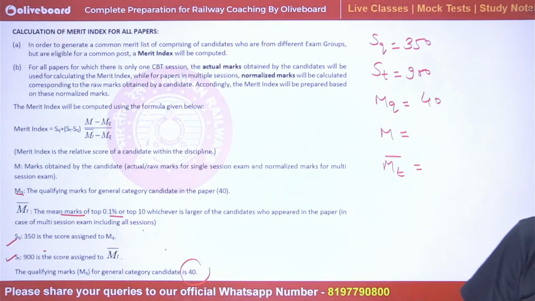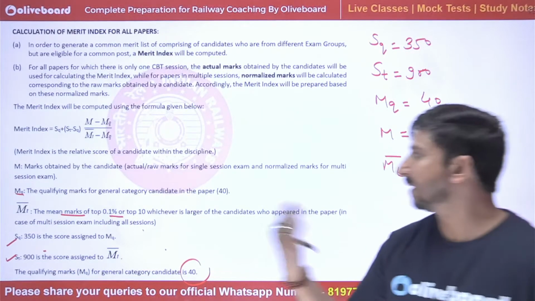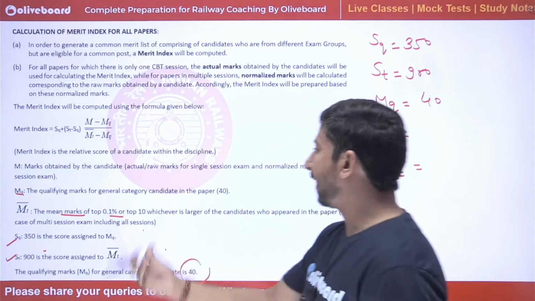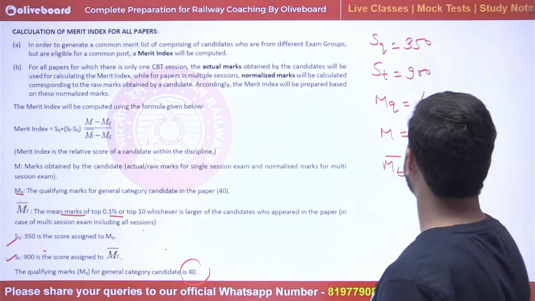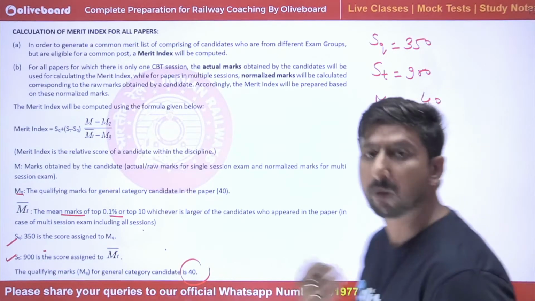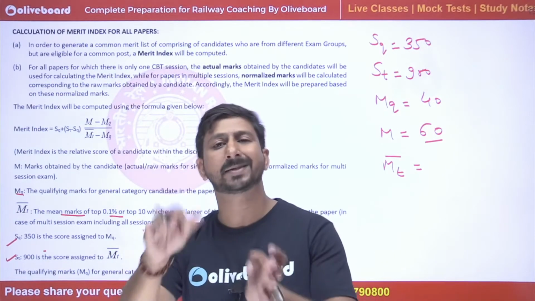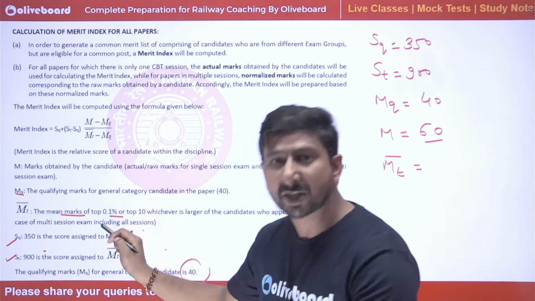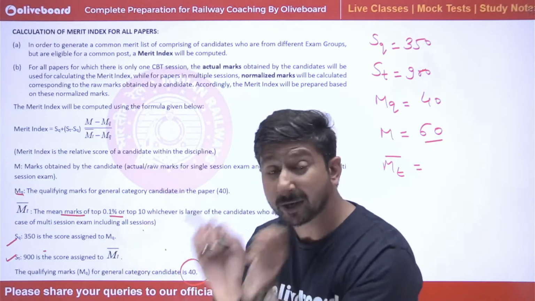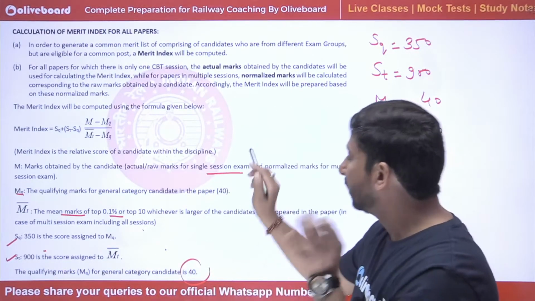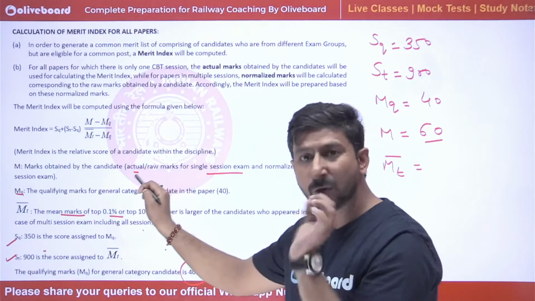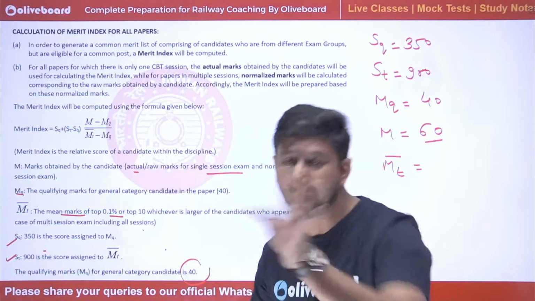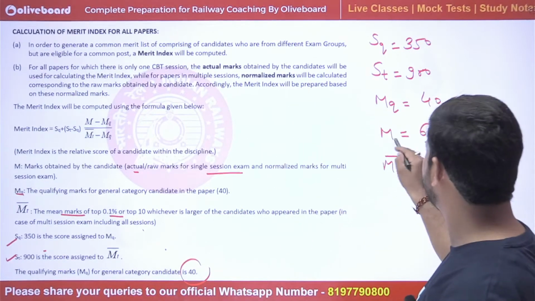So let's suppose for a mechanical candidate, the marks obtained by the candidate is normalized to 60 out of 100. Let's suppose a student gets 60 marks. For a single candidate in a single session exam, it is the value of the actual or raw marks a student gets, and for multi-session exams, it will be the normalized marks. So that will be the value of M.